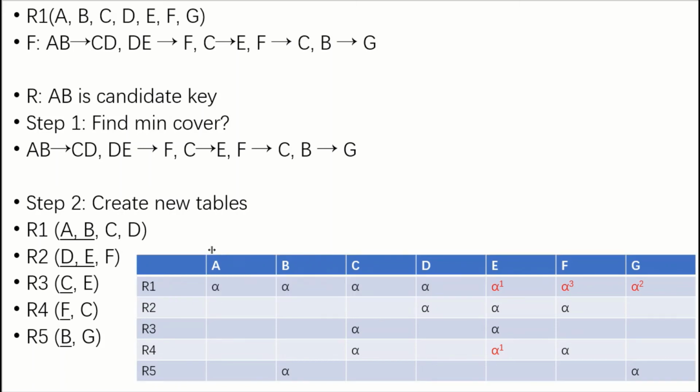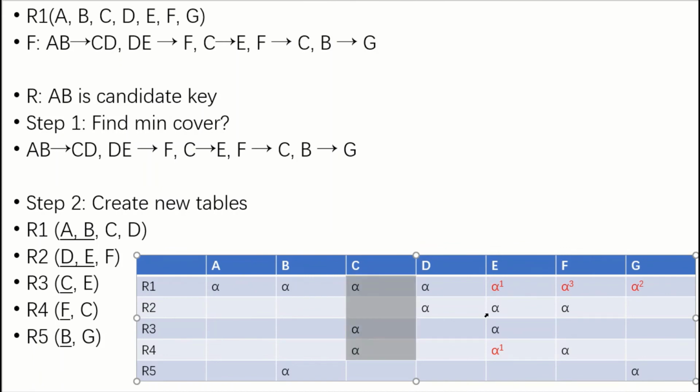The first thing I do is try to see whether I am able to fire off any functional dependency one by one. AB implies CD. AB, nope, it fails step 1, so I can't do anything here. DE implies F. It fails step 1, so I can't do anything here as well. C implies E. So at last I can do something.